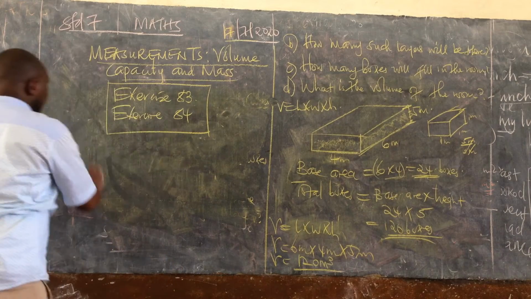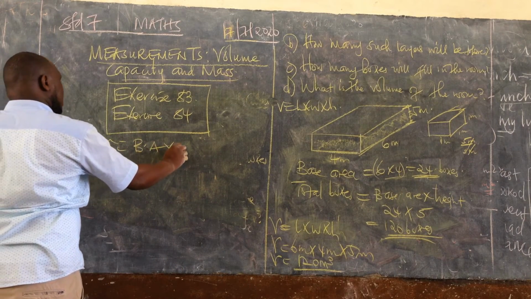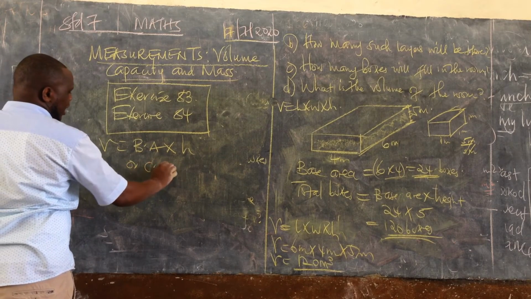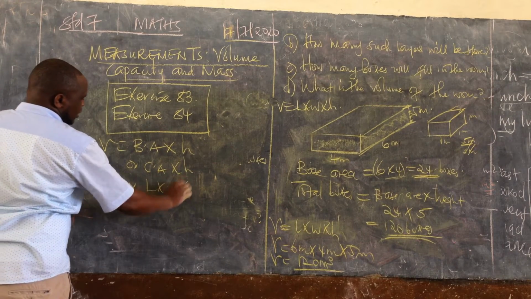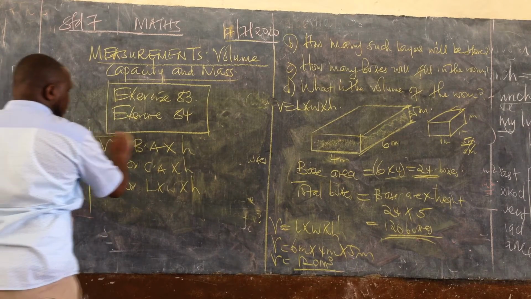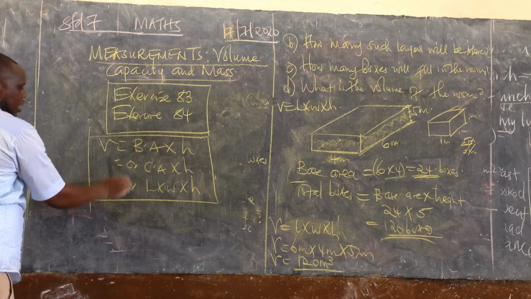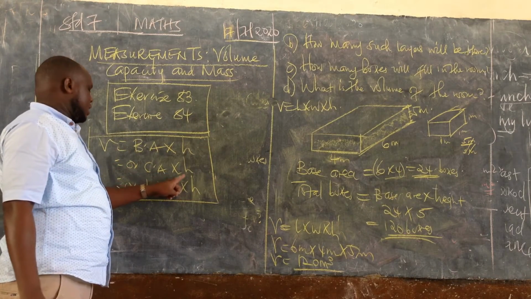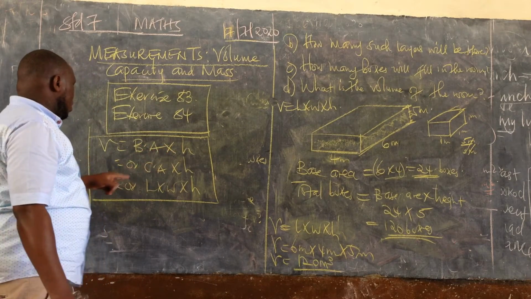So volume can be given by getting the base area times height, or the cross-sectional area times height, or length times width times height. So whatever you are given, you are going to see which formula you are going to apply in each question. So it can be either this, this, or this. Where you're given cross-sectional area, multiply that by height. Where you're given base area, multiply that by height to get volume.